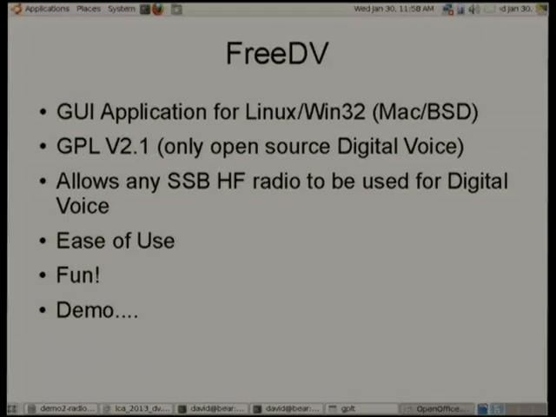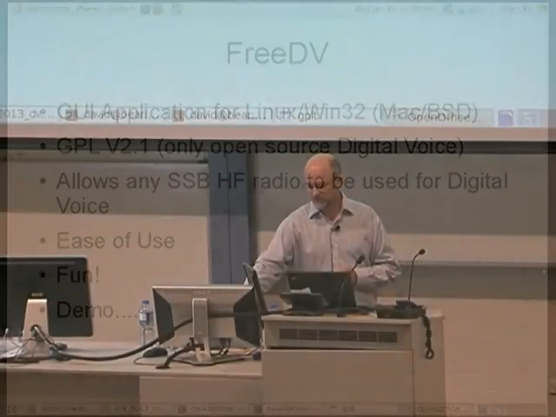So I'll see if we can get that going now. What I'm going to do is do the receive side here. So I'll take a signal off air using a very simple antenna, a piece of wire, receive it on my HF radio here, and then do the FreeDV decoding on the laptop.